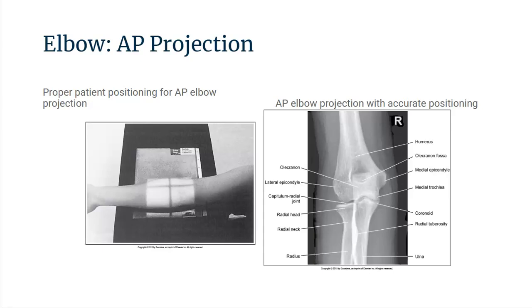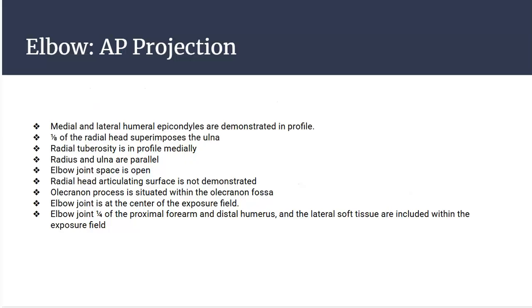The elbow joint space should be demonstrated as open. The radial head articulating surface is not demonstrated. The olecranon process should be situated within the olecranon fossa. The elbow joint should be demonstrated in the center of the exposure field. The elbow joint, 1/4 of the proximal forearm and distal humerus, and the lateral soft tissue should all be included within the exposure field. Here are those guidelines for your review.